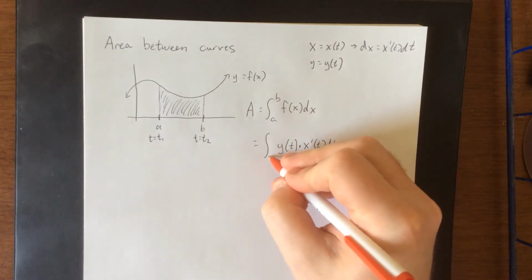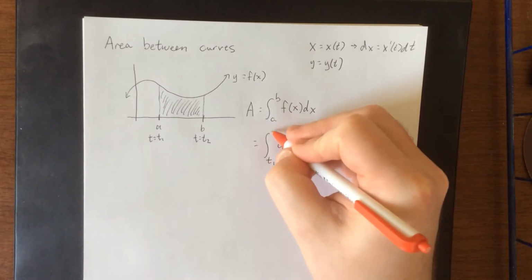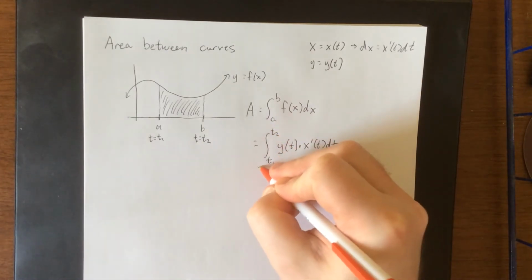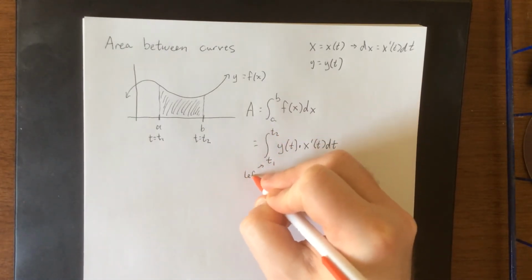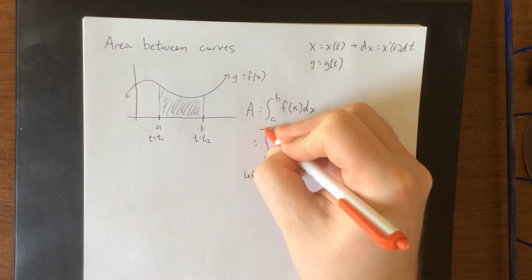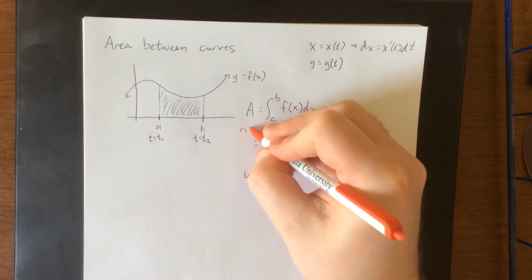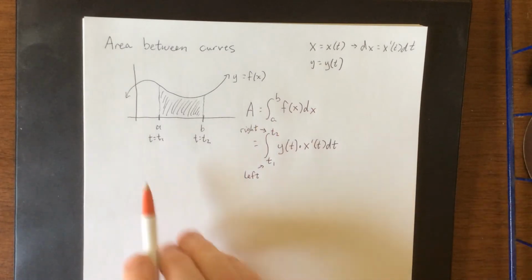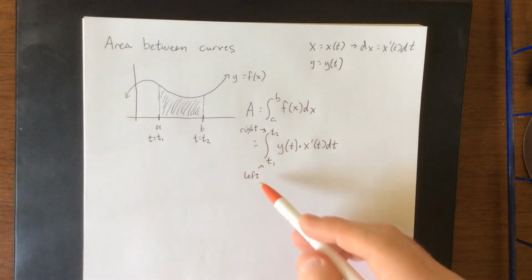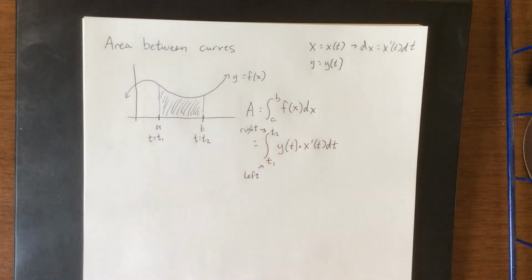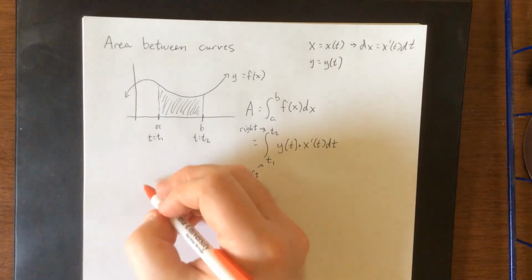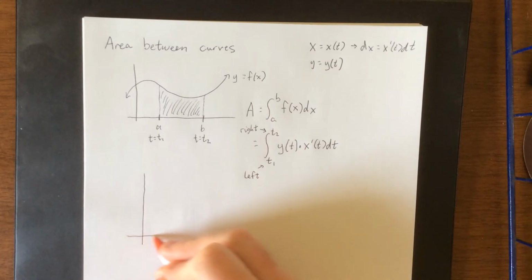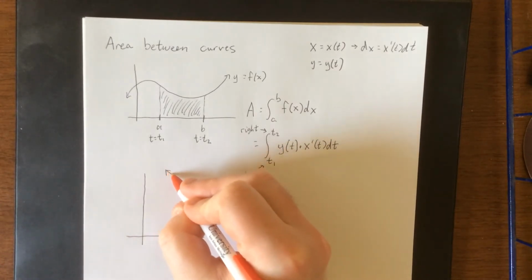So that'll go from left bound t1 to right bound t2. The super duper important thing here is that your lower bound is on the left and your upper bound is on the right. T1 is on the left, T2 is on the right, and that's going to be very important in the next video.